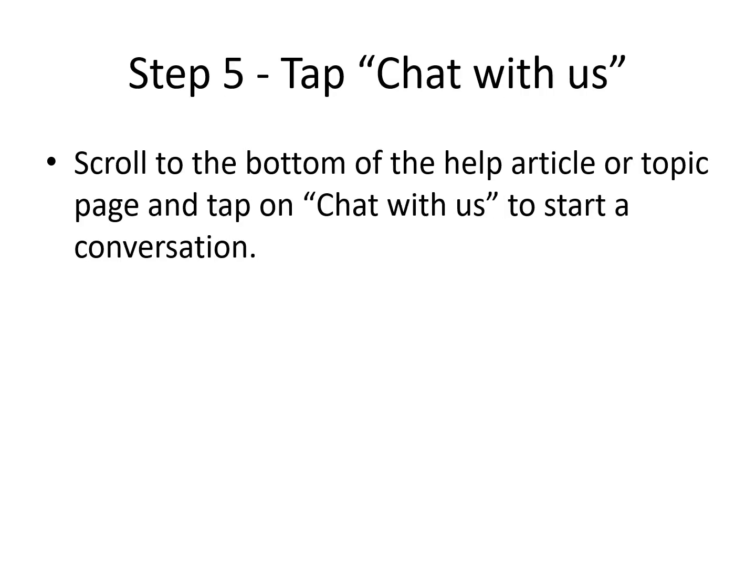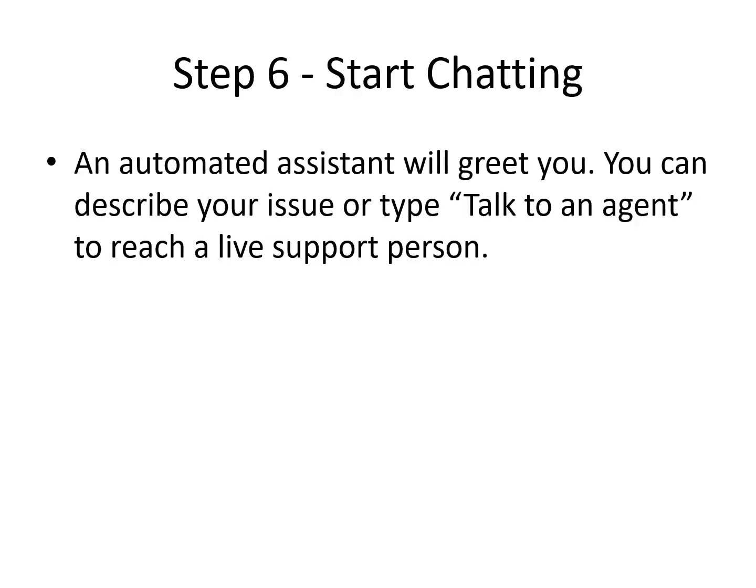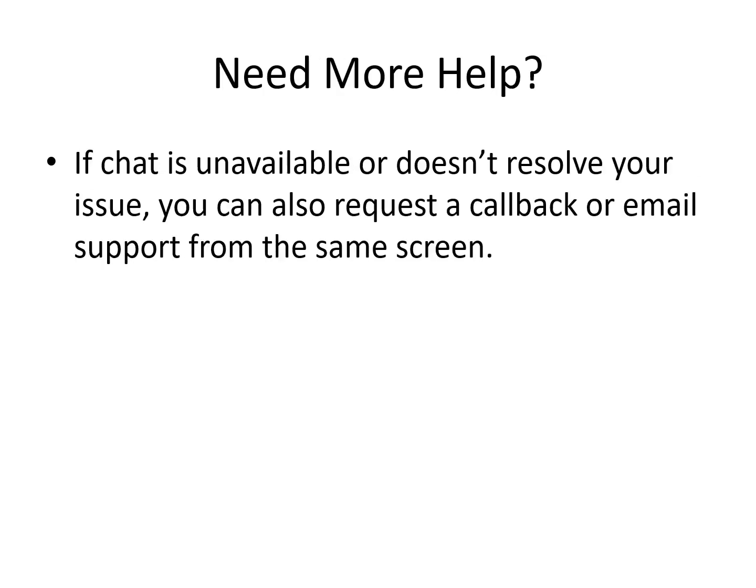Once you've selected a topic, scroll to the bottom of the page and look for the Chat with Us option. Tap it to begin a support conversation. A chat box will greet you and try to help based on the issue you selected. You can type your message, or if needed, just write "Talk to an agent" to speak with a live support representative.